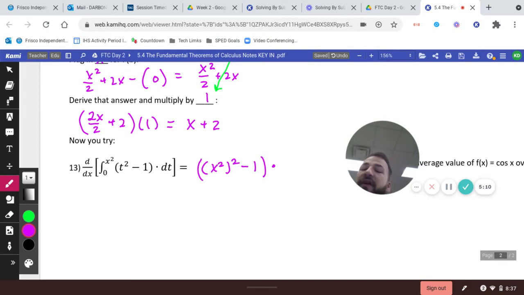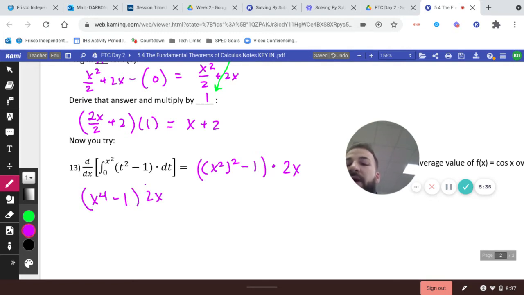I multiply by the derivative of that b part of my integral. So the derivative of x squared would be 2x. And of course, if it's a free response question, you could leave it like this, but second fundamental is pretty much always going to show up as a multiple choice question. So we do want to simplify it just a bit. So x squared squared is x to the 4th, and then minus 1, and we're still multiplying by 2x.